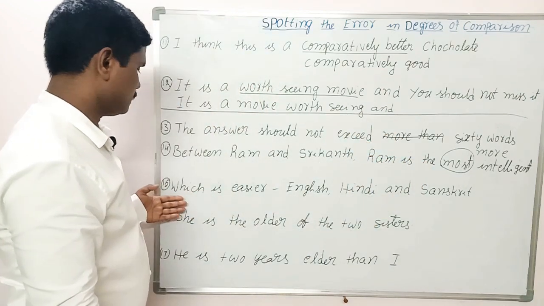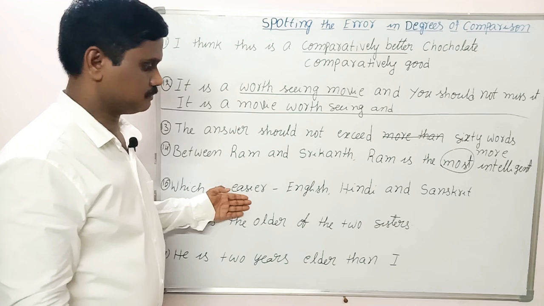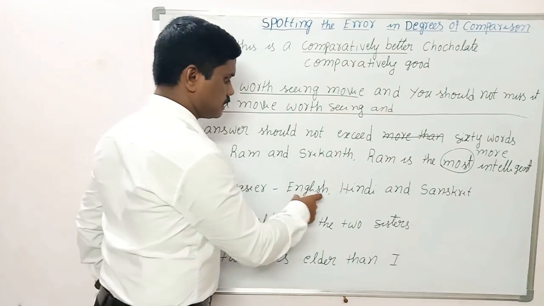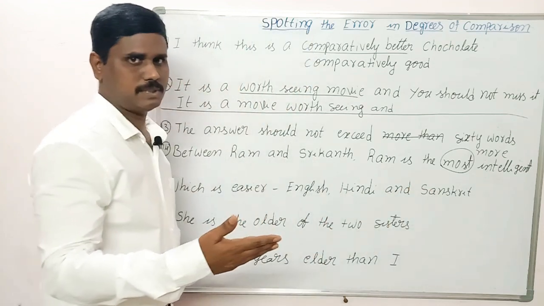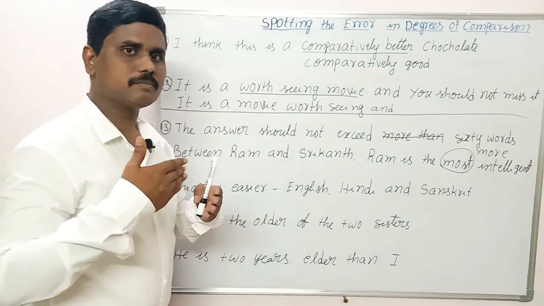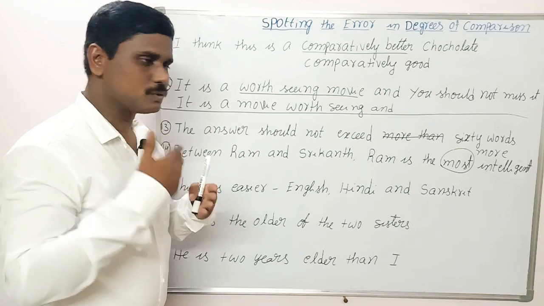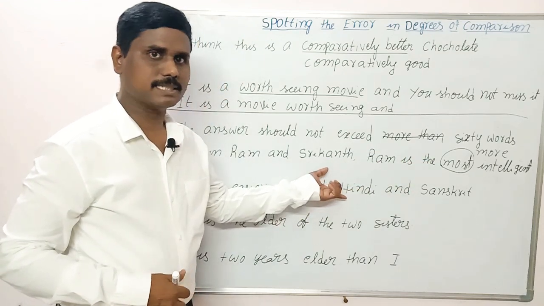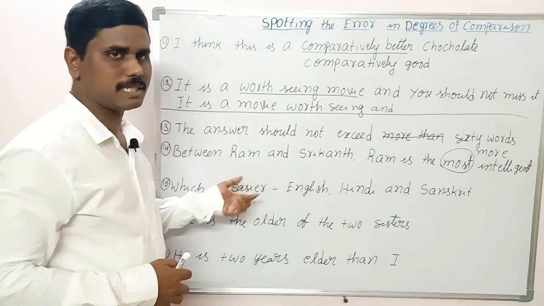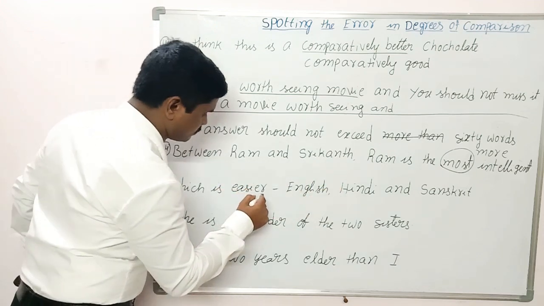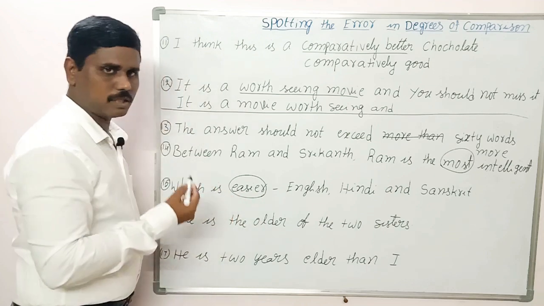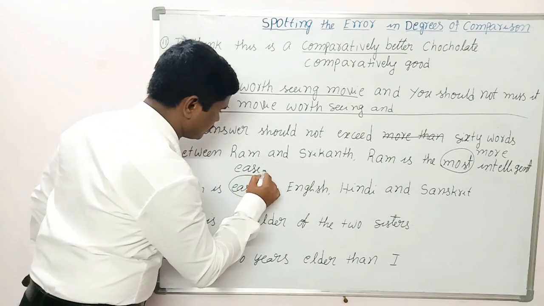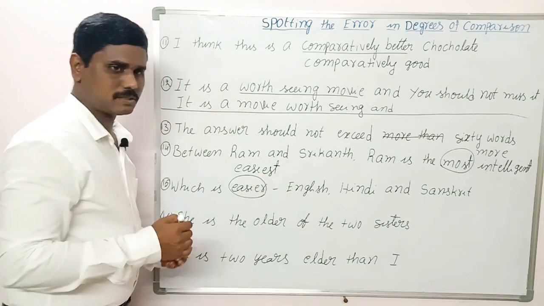Now let us see another one. Which is easier, English, Hindi and Sanskrit? Here see, 1, 2, 3, more than 2. When the comparison is between 2 persons we use adjective 2; more than 2 persons, places, things, then we use a superlative adjective or adjective 3. Easier is wrong. The correct answer is adjective 3, that is easiest. I think you understood it very well.